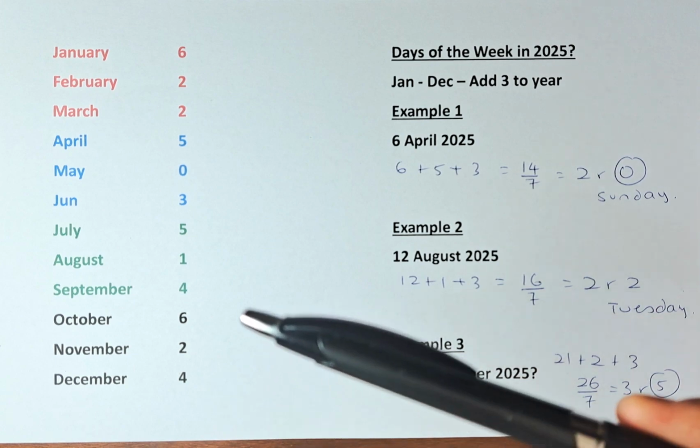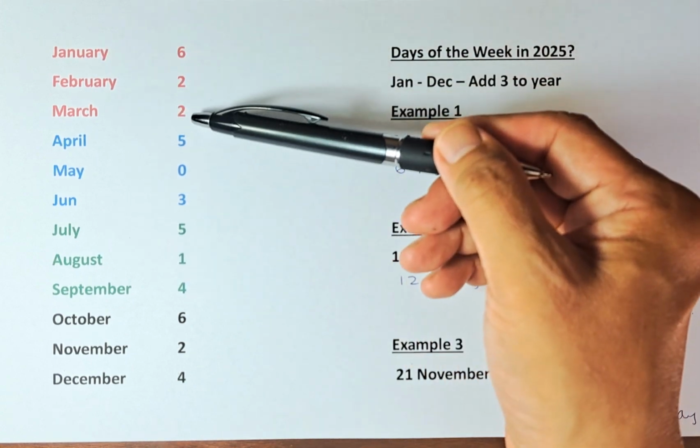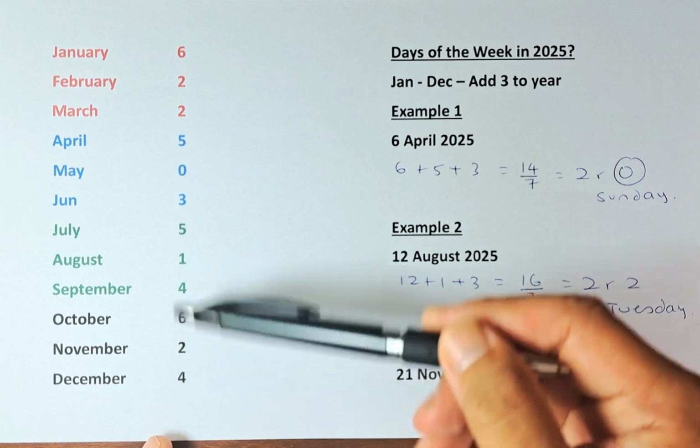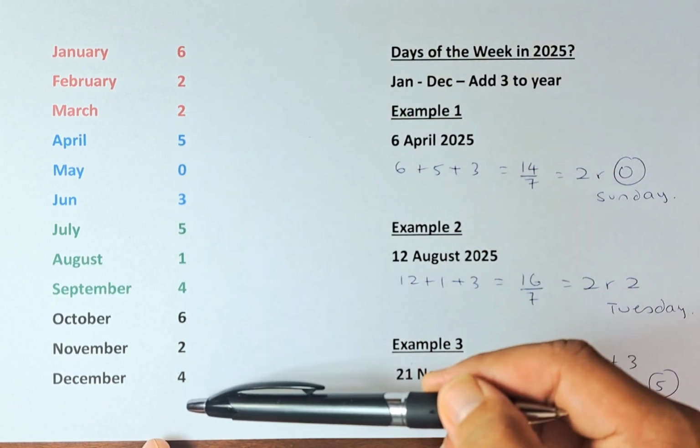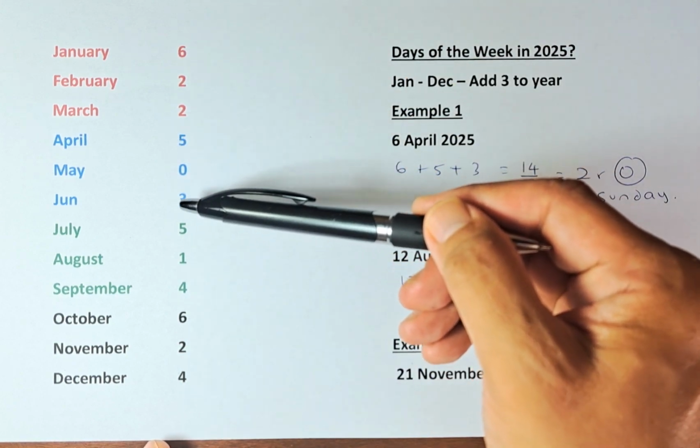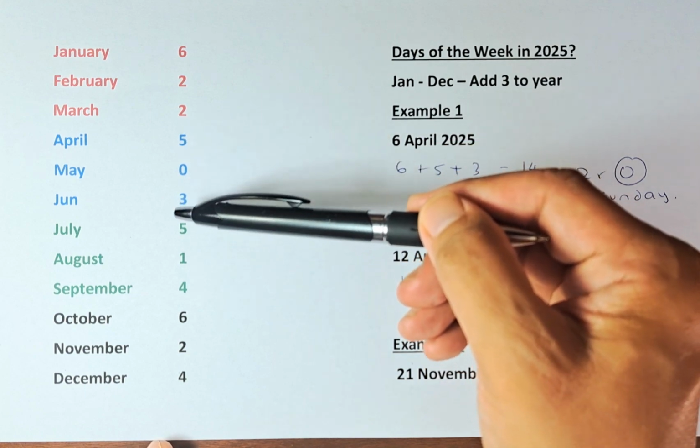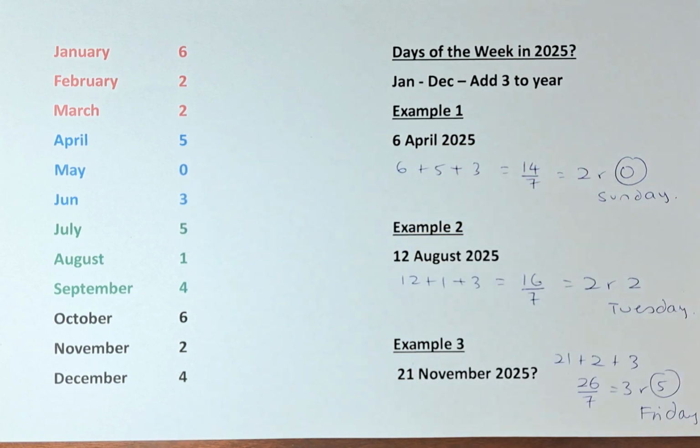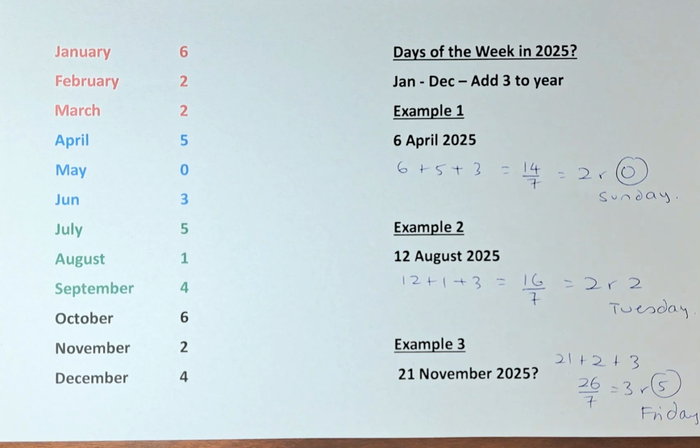January to March is 6 to 2. October to December is 6 to 4. That's quite similar, 6 to 2, 6 to 4. Then 503, 514. 503 adds up to 8, 514 adds up to 10. If you remember the month and you can remember the year, just add the numbers and you can calculate which day of the week it is in 2024 and 2025.